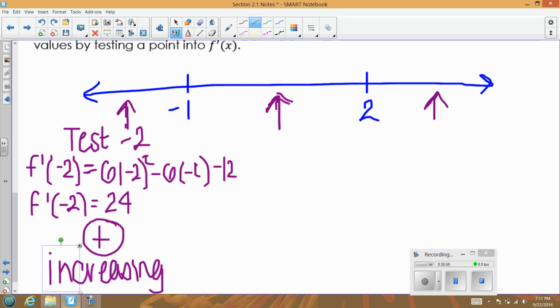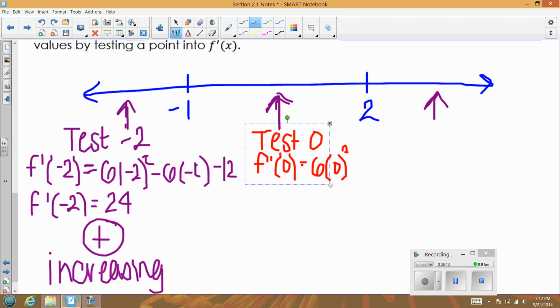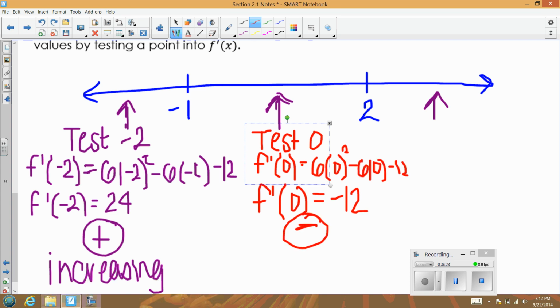And I need to test another number between -1 and 2. So pick a number that's easy to test. 0 is always a nice option if you can use it. So you're going to plug 0 into the derivative. So 6 times 0 minus 12. So the derivative evaluated at 0 is going to be -12, which tells me I have a negative value, which means my slopes of all of my tangent lines are negative, which means that my function is decreasing.